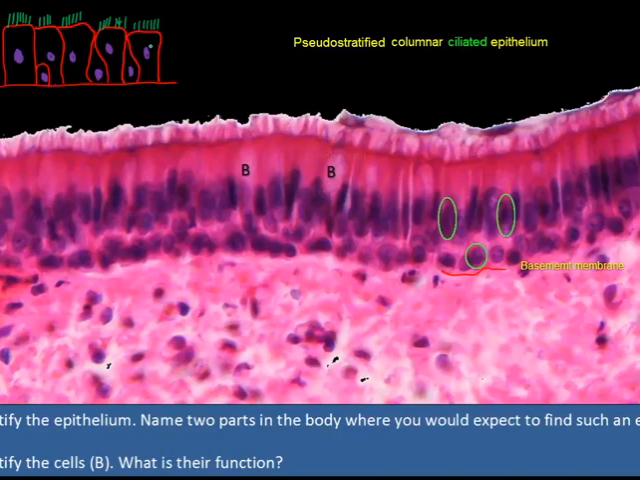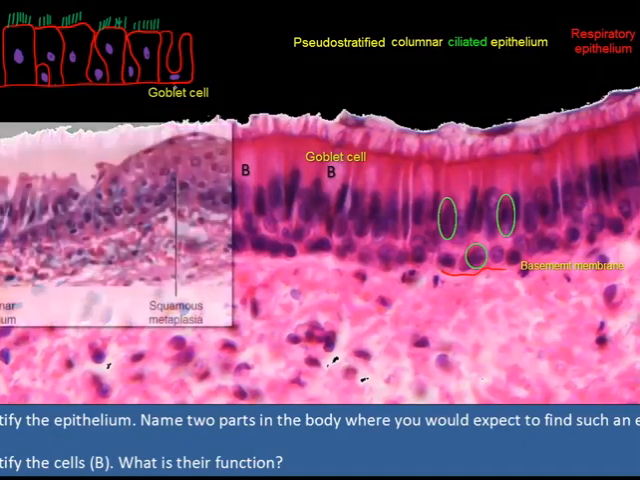The cell B is a goblet cell. It is also a columnar epithelial cell, but secretes mucus. These goblet cells are interspersed among ciliated cells. They accumulate mucigen granules, which will be washed out during H&E preparations, resulting in a clear area in the upper part of the cytoplasm. This pseudo-stratified columnar ciliated epithelium with goblet cells is the typical respiratory epithelium that lines conducting airways, such as nose, nasopharynx, trachea, and bronchus.